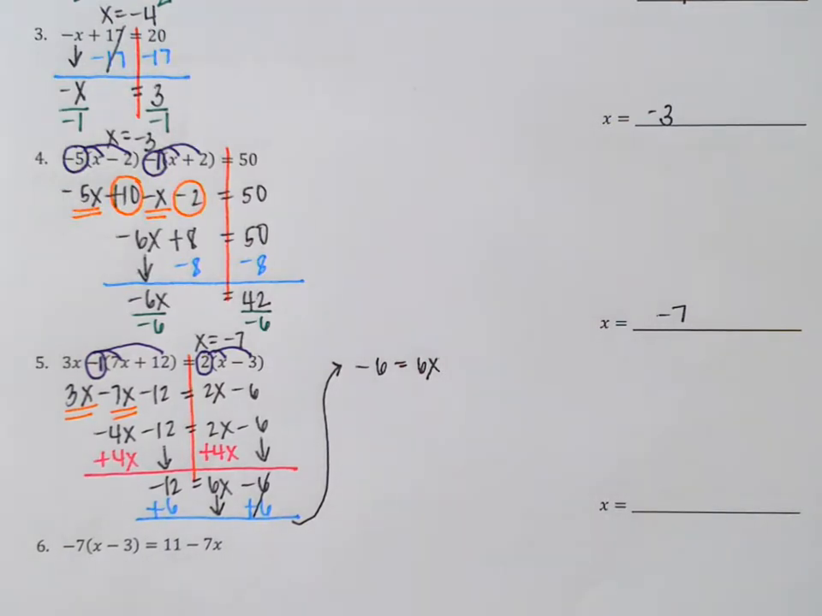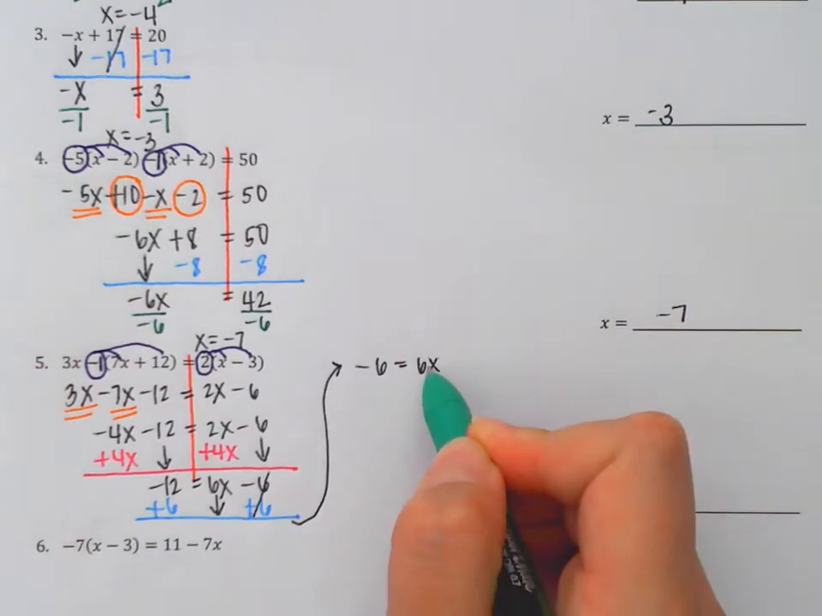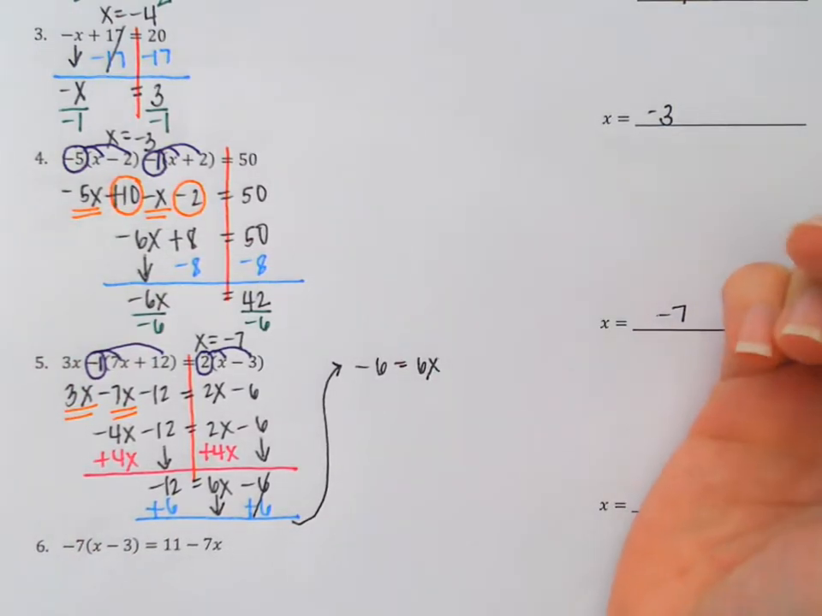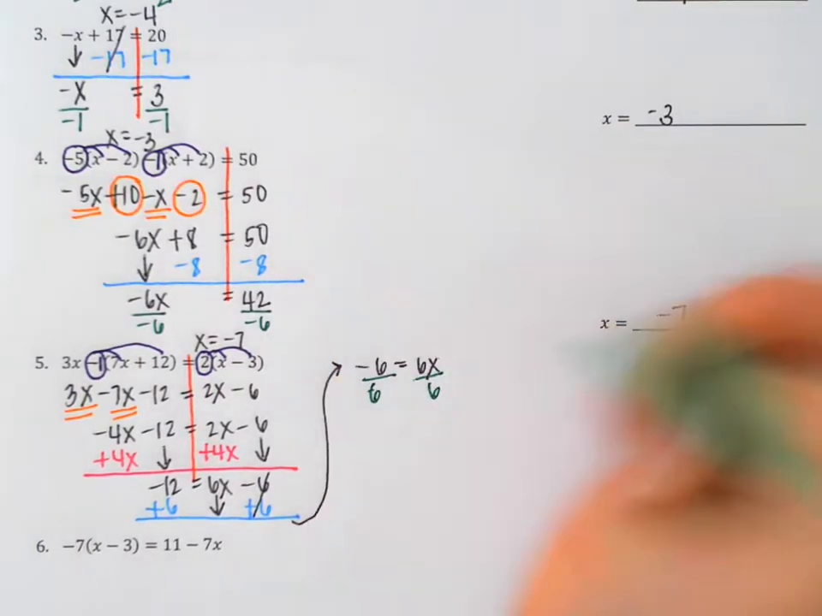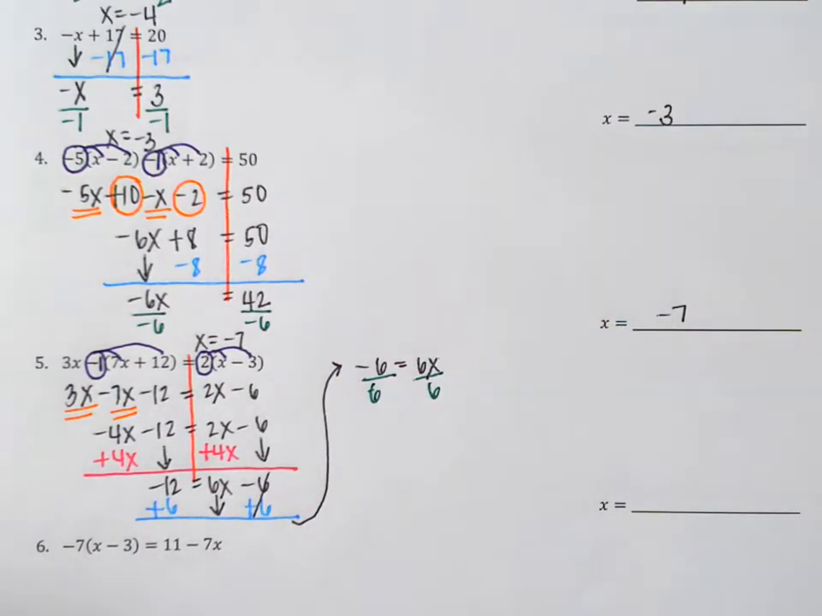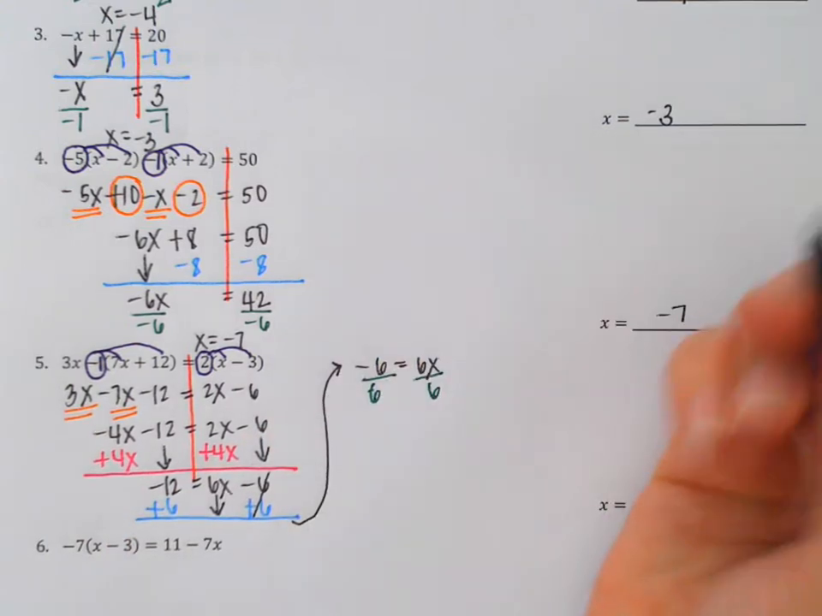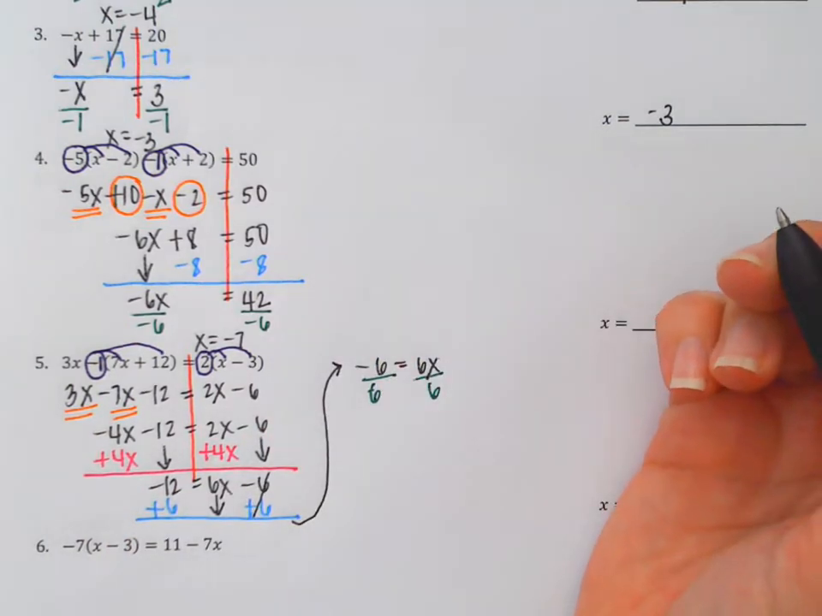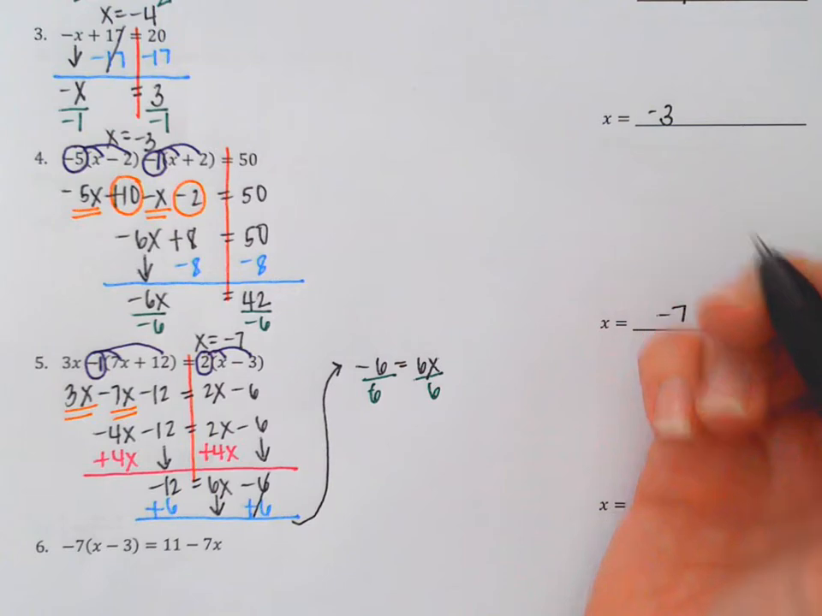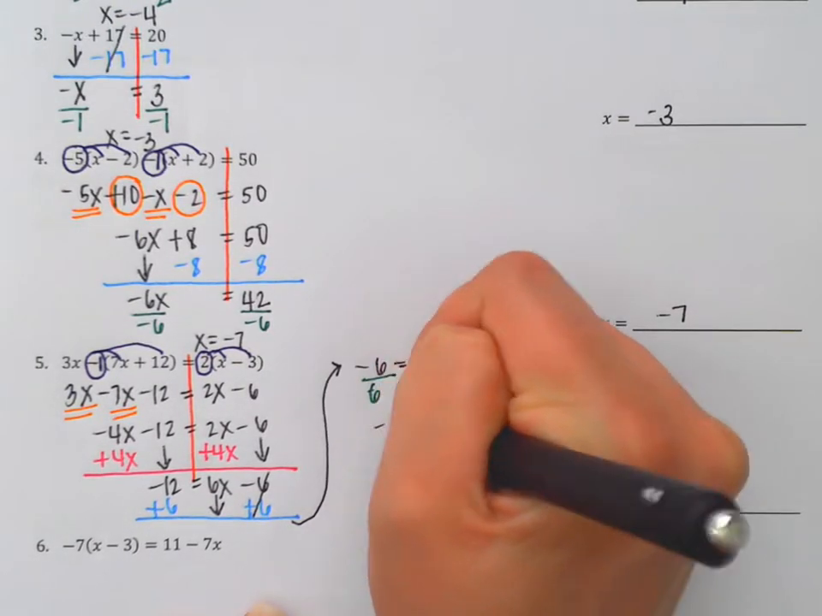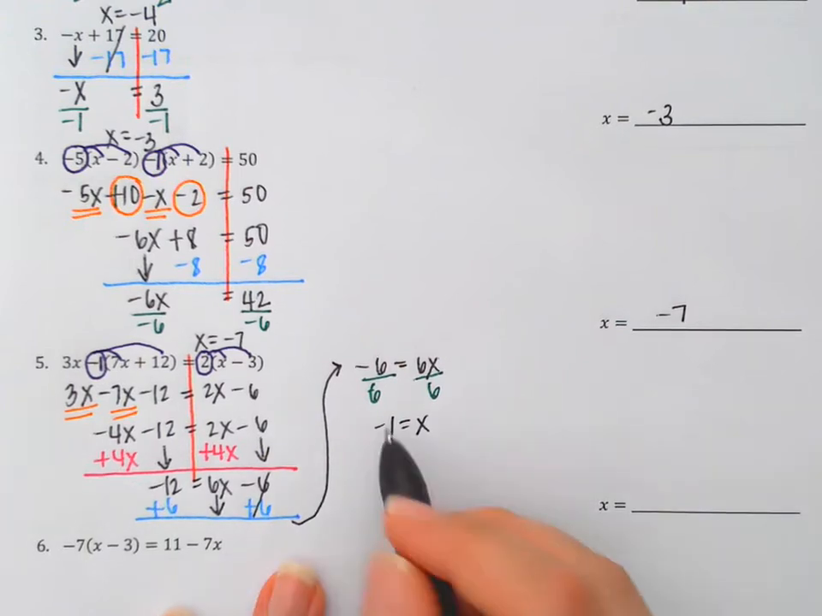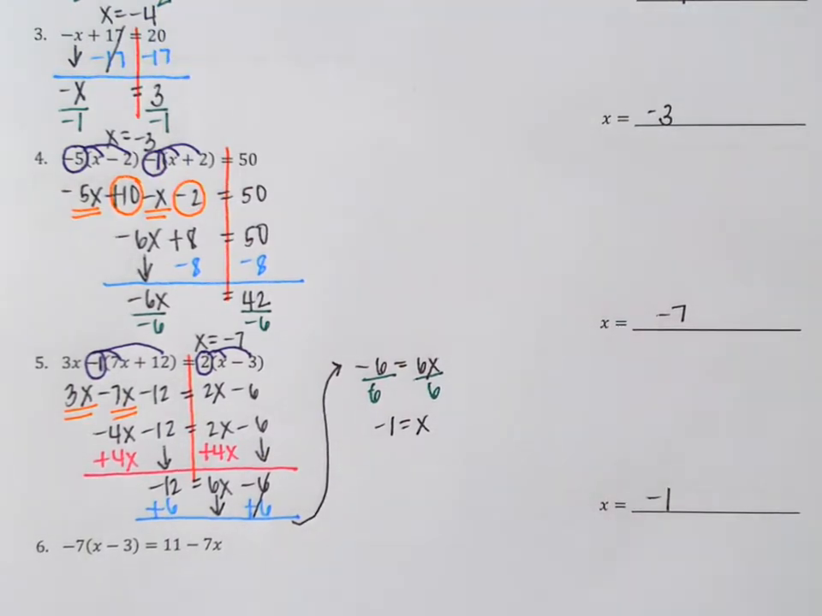And then last step, we want to get x all by itself. So to do that, I need to undo this multiplication because it's 6 times x. Divide both sides by 6. And then I get, so negative 6 divided by 6. Well, anything divided by itself is 1, but we have negative 6 divided by 6, so it's negative 1 equals x. So x equals negative 1 is my final answer.